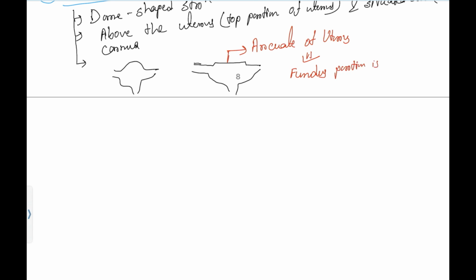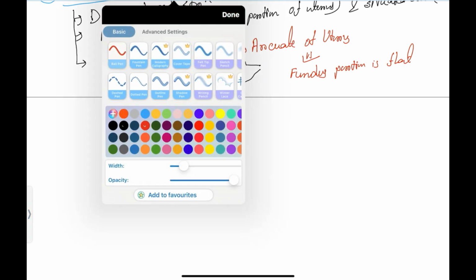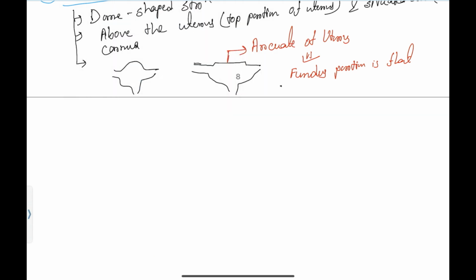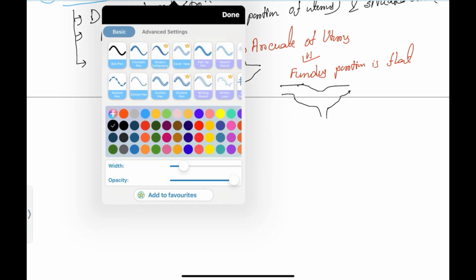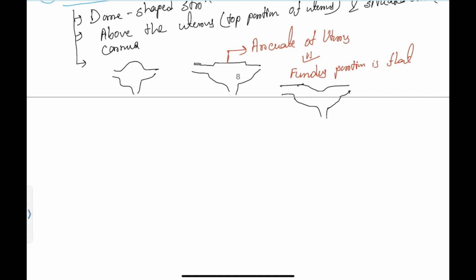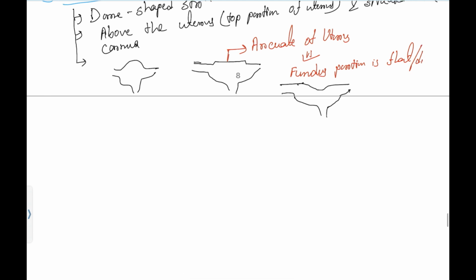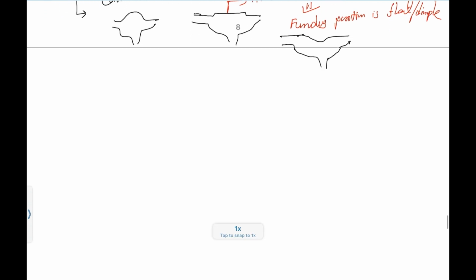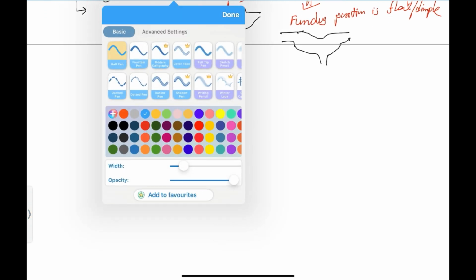If there is a dimple, somewhat like this, while this is your normal uterus, if it is a dimple-like structure, then also we will call it arcuate uterus, flat or dimple. Okay, so that's all about the fundus of the uterus.